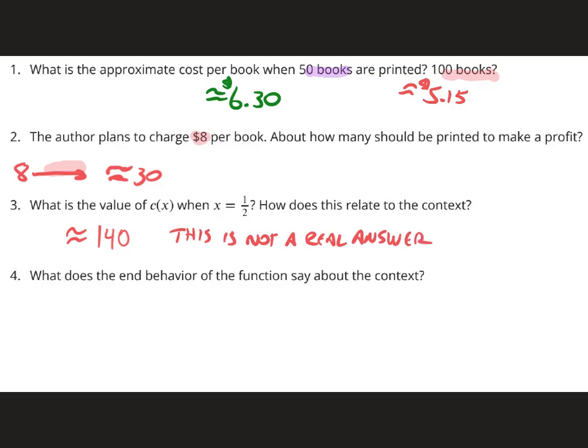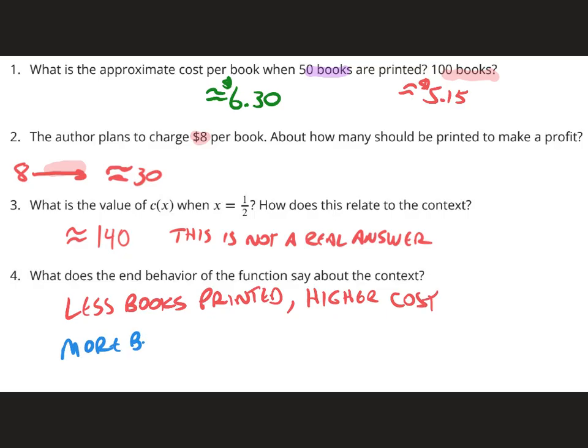What does the end behavior of the function say about the context? So as x goes to 0, less books are printed, which means you get higher costs. That's the outcome. As more books get printed, the cost goes to $4, because we have an asymptote at $4.